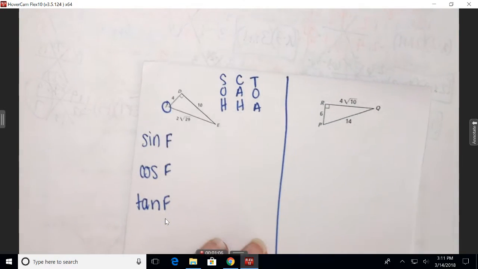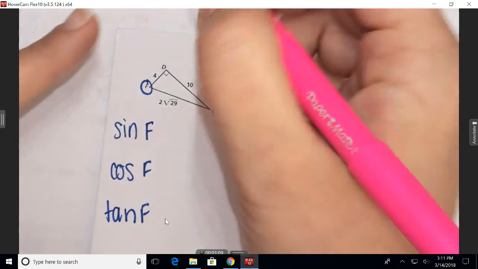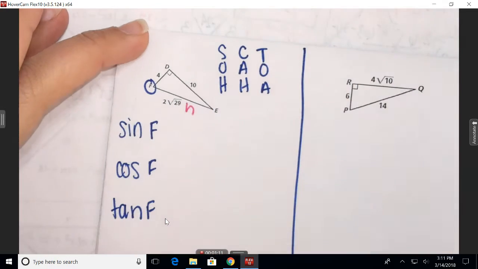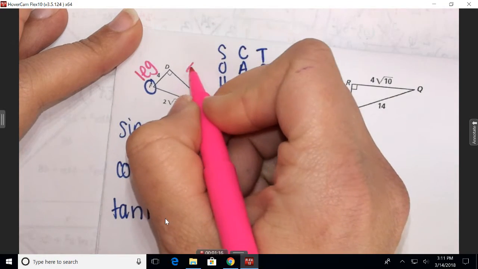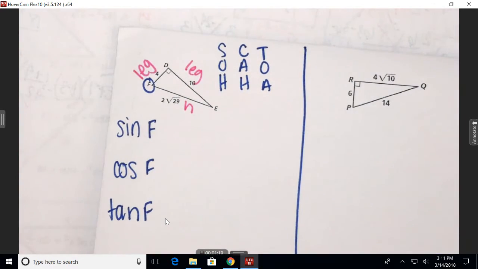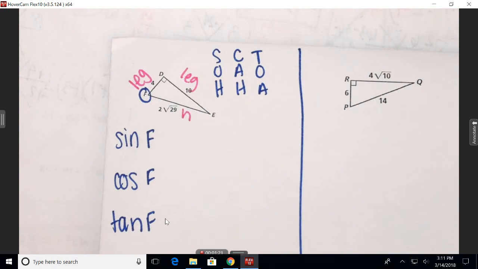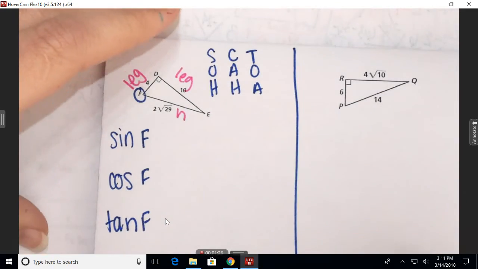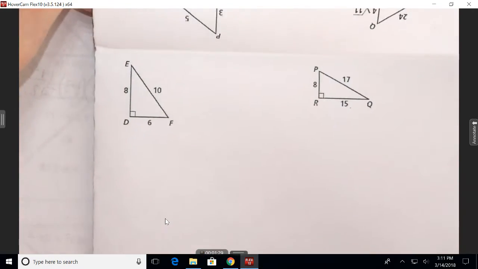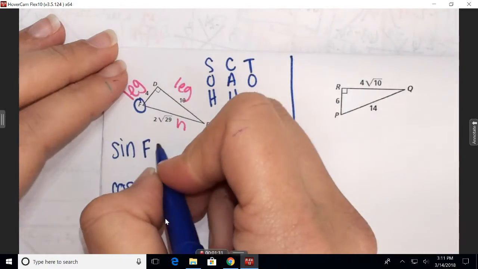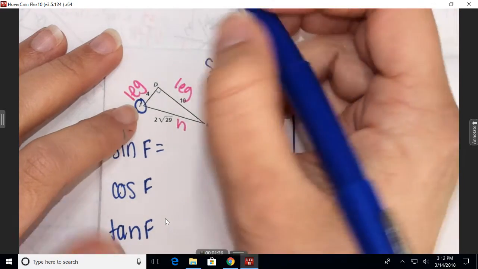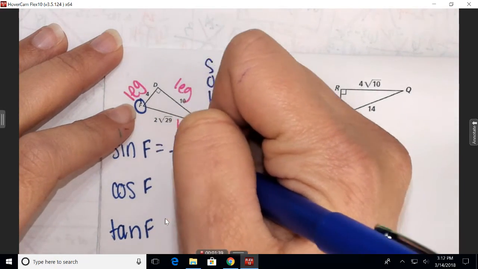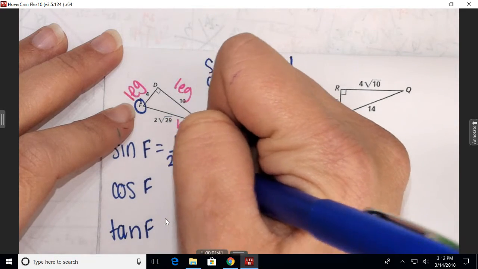And if you can't figure out which one is the leg, the hypotenuse is across from your 90-degree angle. And then this is a leg, and this is a leg. Now the sine of F is opposite divided by hypotenuse. So the opposite of F is 10 divided by 2 root 29.